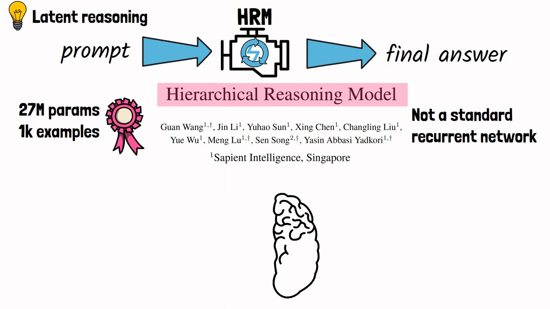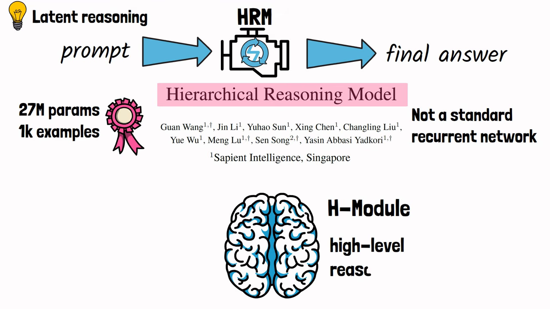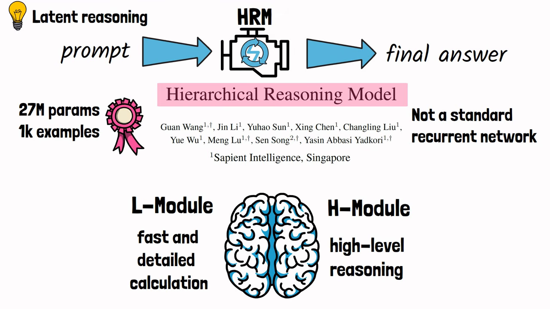Inspired by the human brain, hierarchical reasoning models incorporate two recurrent modules. One is called the H module, which stands for high-level module and is used for high-level abstract reasoning and planning. The other is called the L module, which stands for low-level module, used for fast detailed computations. Both modules are coupled and working together as part of the reasoning process. We'll break down exactly how it works, but first, let's look at the results.